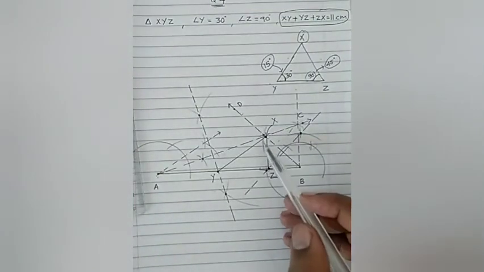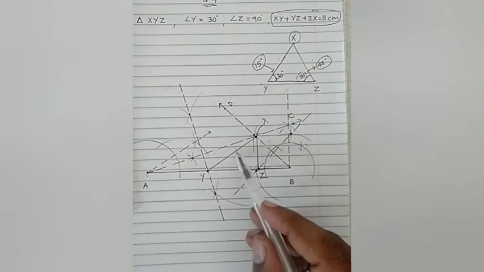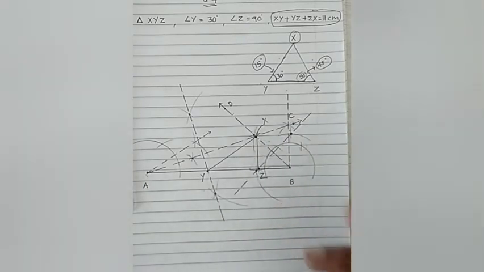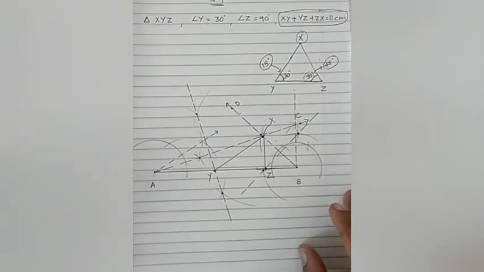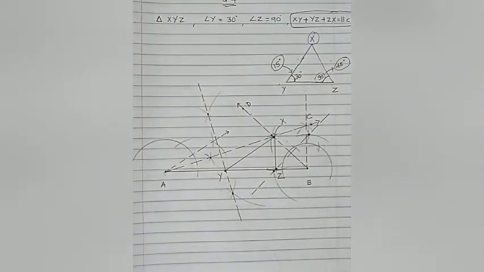So this is my triangle XYZ, and my dear students, you could measure that the sum of all the 3 sides, that is XY plus YZ plus ZX, will surely come up to be 11 centimeters. I hope you have understood how to construct a triangle wherein the 2 base angles are given along with the perimeter of the triangle. So this was the solution to question number 4. Now let's look into question number 5.